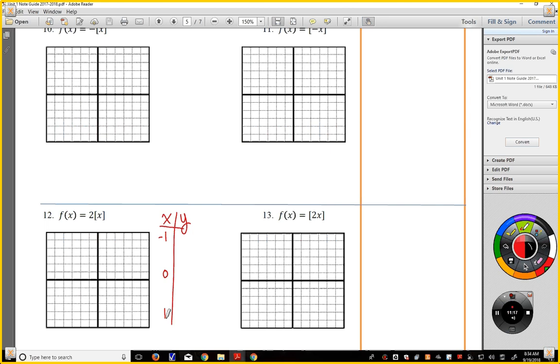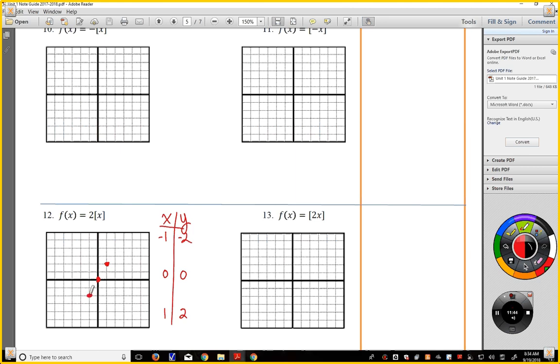So I plug in -1, it stays -1, I times it by 2, and I get -2. I do this with 0. 2 times 0 will give me 0. And I do this with +1. 2 times +1 will give me 2. Okay? I'm going to go ahead and plot these points to start with. So I have the 1, 2, 0, 0, and -1, -2.